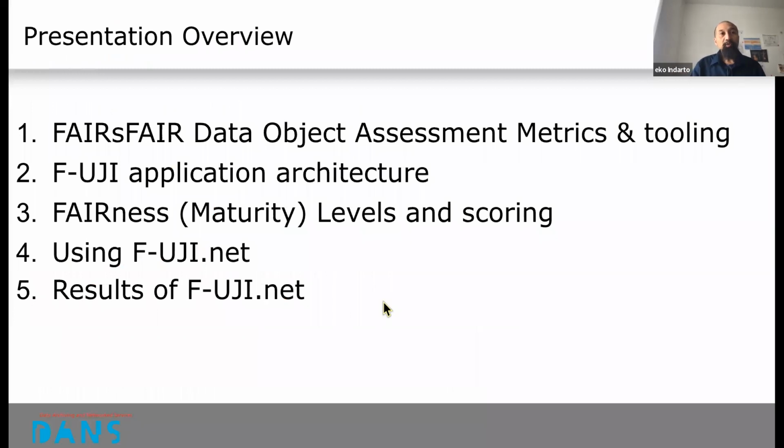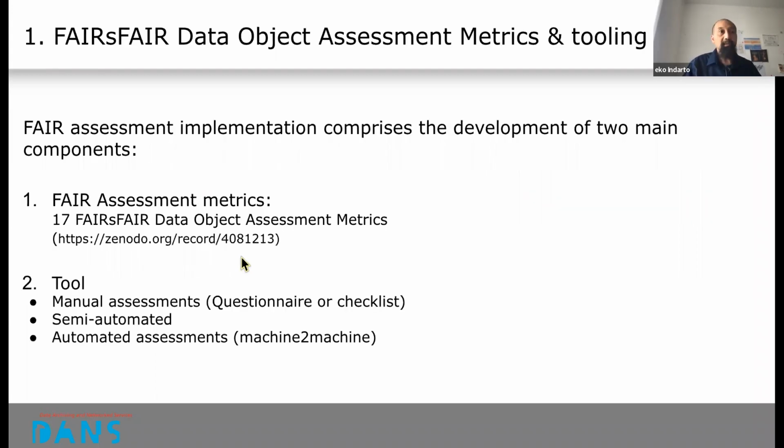This is a short overview of the topics that we will go over during this presentation. 1. FAIRsFAIR data object assessment matrix and tooling. 2. FUJI application architecture. 3. Fairness maturity level and scoring. 4. Using FUJI.NET. And the last one, 5. Result of the FUJI.NET. This talk focuses on the web client FUJI.NET. Starting with the first point, FAIRsFAIR data object assessment matrix and tooling.